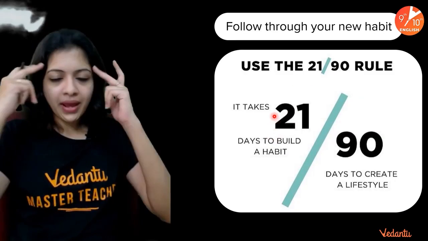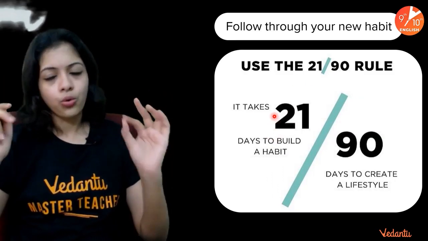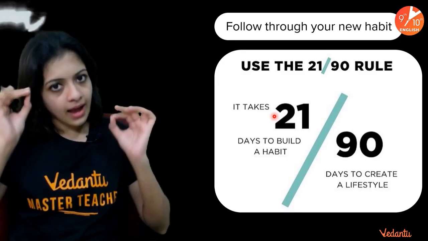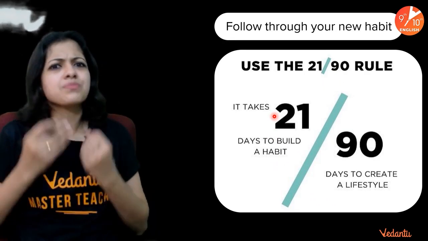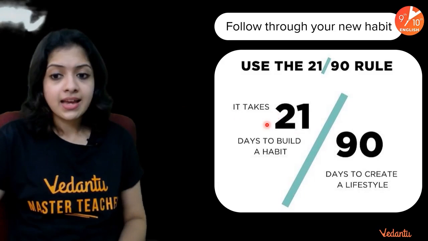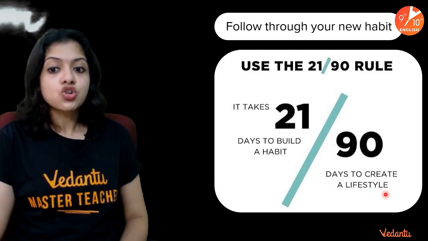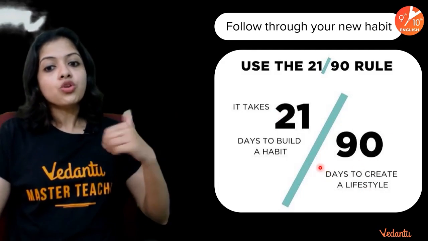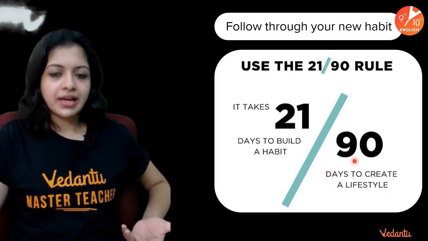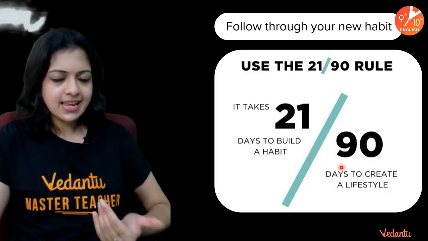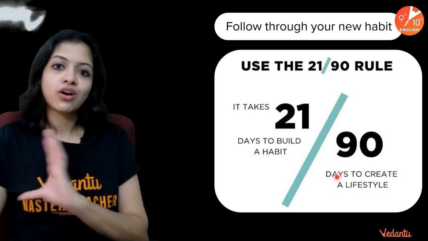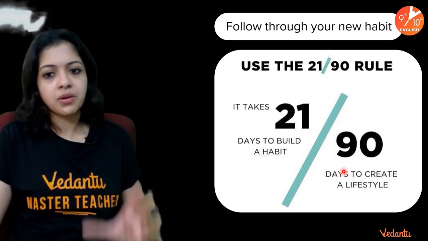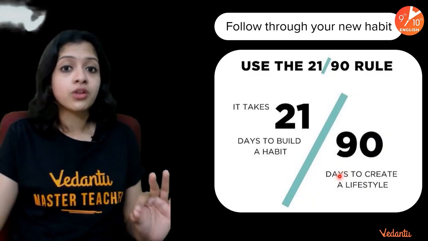By then, your brain would have learned that, okay, at this time of the day, I have to be prepared for this particular task. So, yes, it becomes a lot easier. And it takes 90 days to create a lifestyle. When you keep practicing a particular habit for 90 days, for roughly 3 months, it's going to become part of your lifestyle. Just try this out, children, because I think if not now, you're never going to try it out.